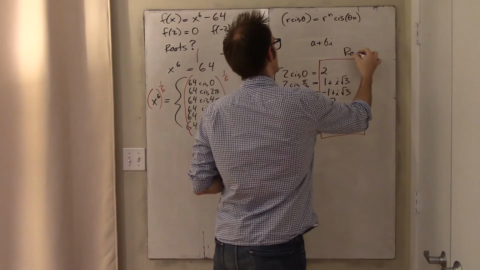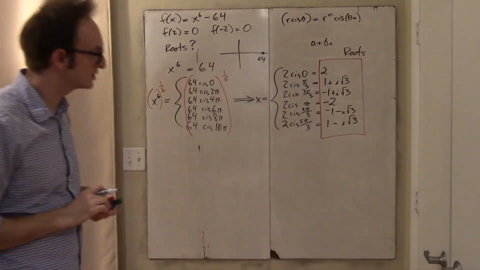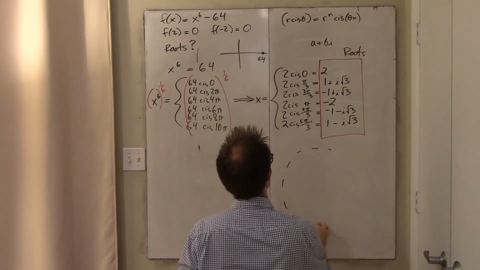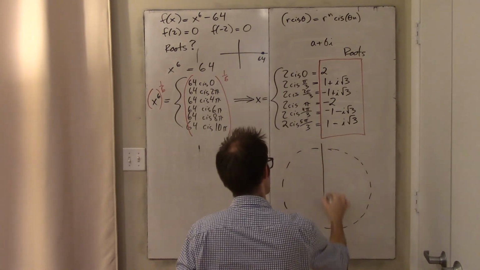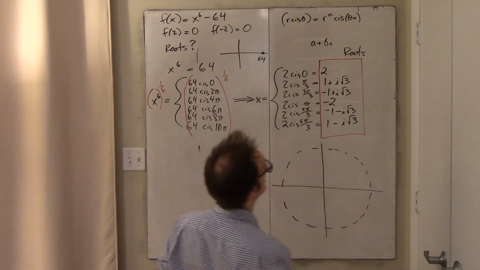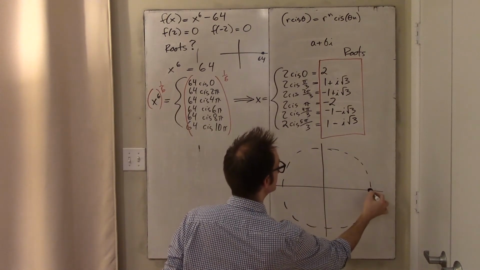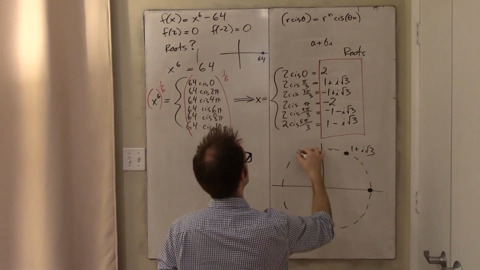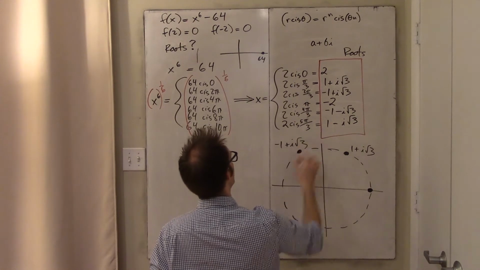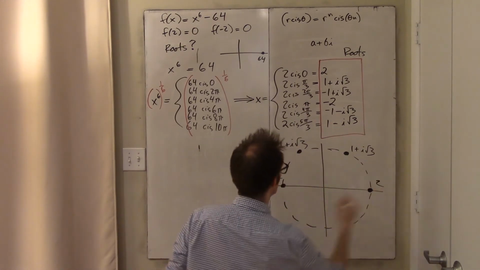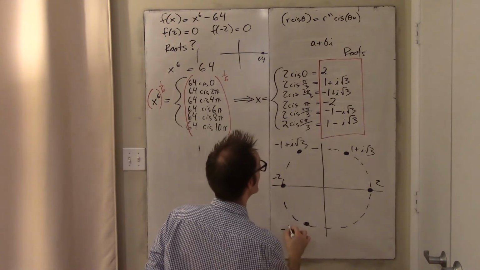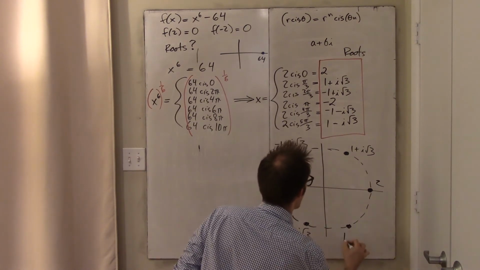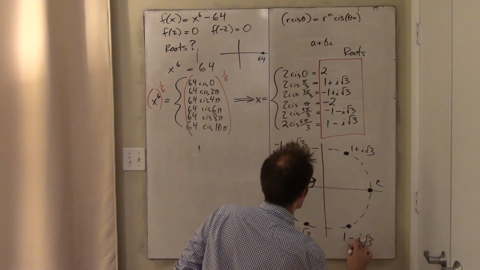So these are the roots. So we're sort of done. The only thing left to do is optional, which is to understand this. And if you want to understand it, then you just picture them all living on a circle of radius 2. So that's 2. That's 1 plus i root 3. That's negative 1 plus i root 3. That's negative 2. That's negative 1 minus i root 3, and that's 1 minus i root 3.